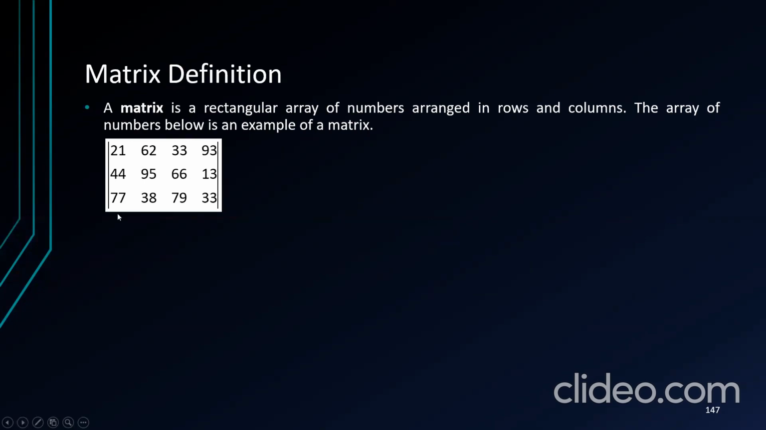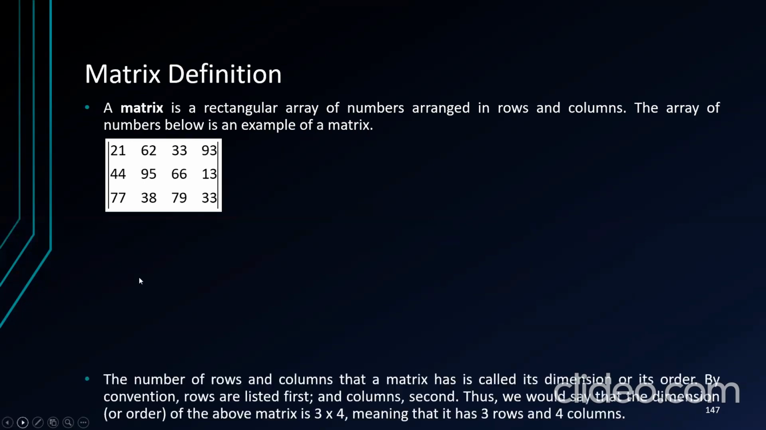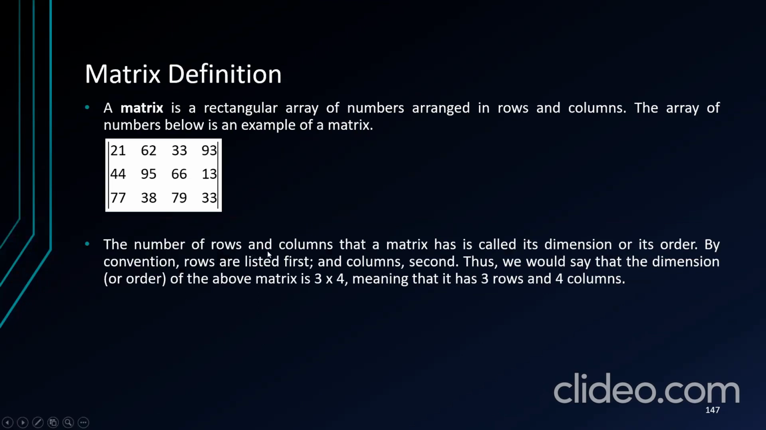So, this is a 4 by 3 matrix. So, the number of rows and columns that a matrix has is called its dimension or its order. By convention, rows are listed first, ito, and columns. So therefore, thus, we would say that the dimension or order of the above matrix is 3 by 4. Okay, 3 by 4 pala. Nauna yung kung ilan tong rows, tapos ilan yung column next. Meaning that it has 3 rows and 4 columns. So, row ang nauna.